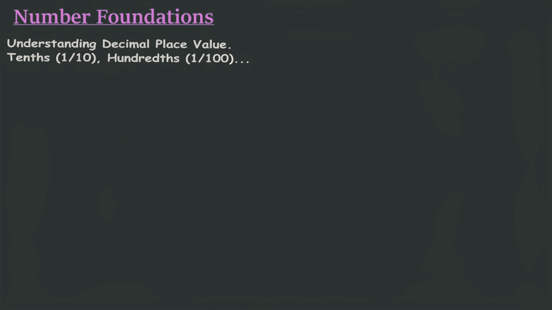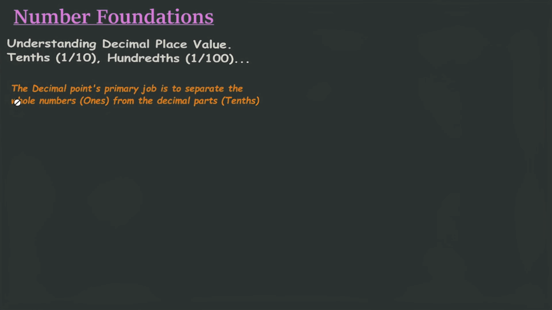Now that we have unlocked the doors to decimals, let's step inside. Decimal place value isn't something new. It is simply an extension of everything we already know about whole numbers. It allows us to represent values smaller than 1. The decimal point has one powerful job. It acts as a border patrol, separating the whole numbers on the left from the decimal part on the right.